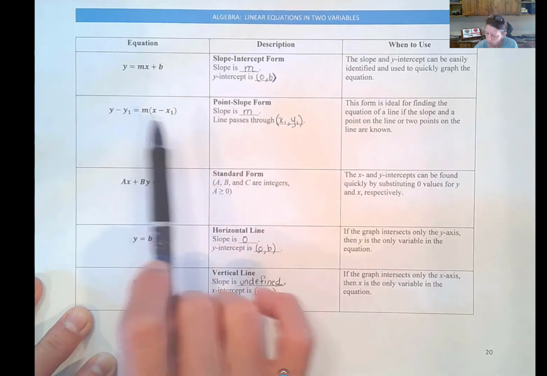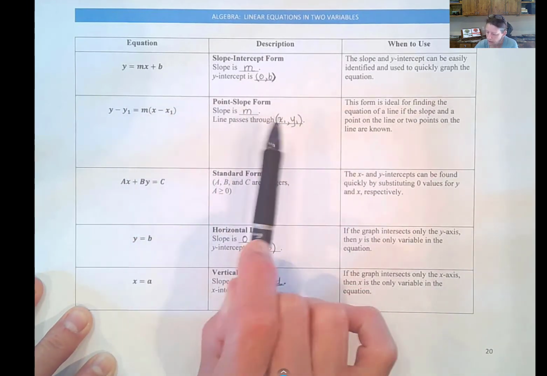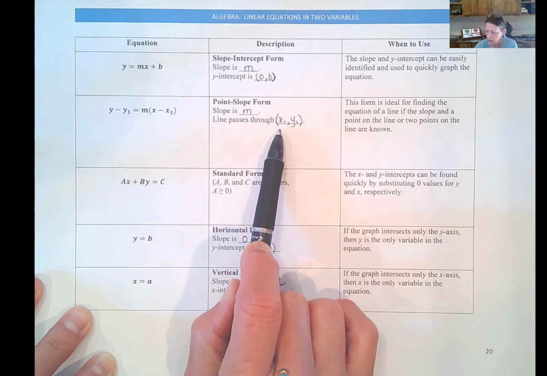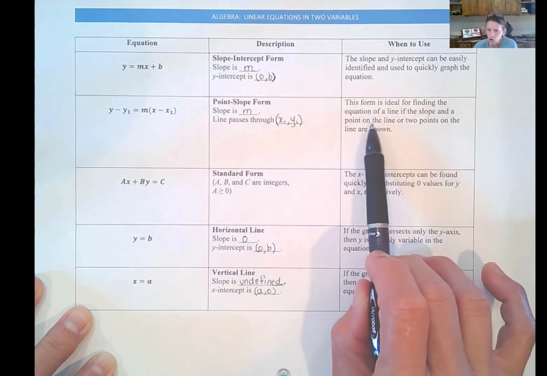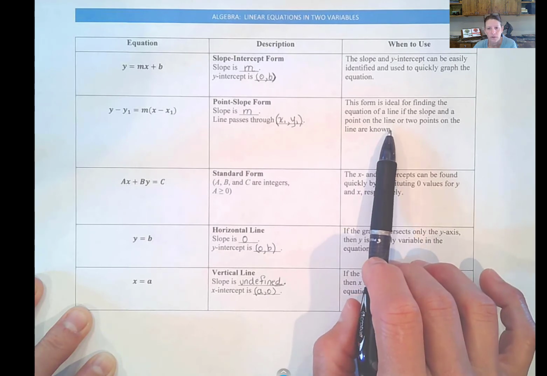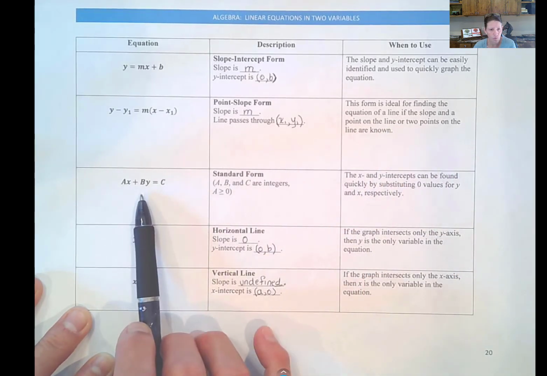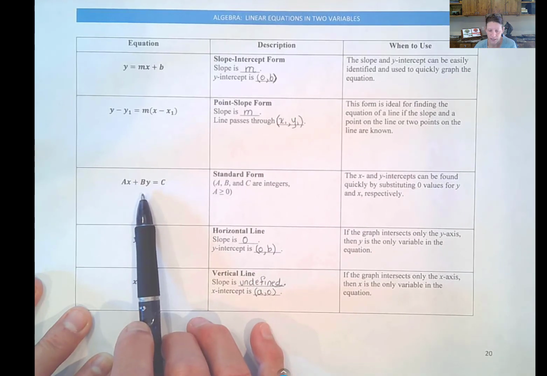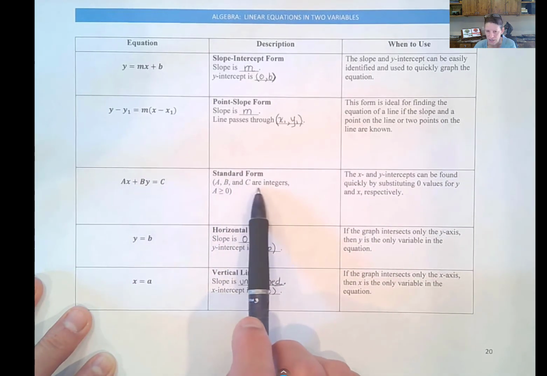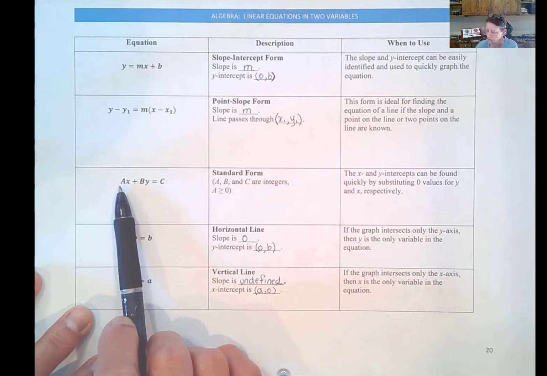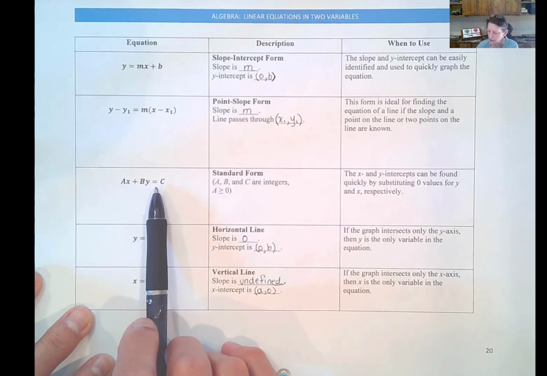Point-slope form, the slope is m. We're given a point that it passes through called (x sub 1, y sub 1). This form is ideal for finding the equation of a line if the slope and a point on the line, or 2 points on the line, are known. Standard form, ax plus by equals c. Remember that a, b, and c are integers, and our coefficient of x is a positive number, or 0. So no fractions or decimals will be seen here.